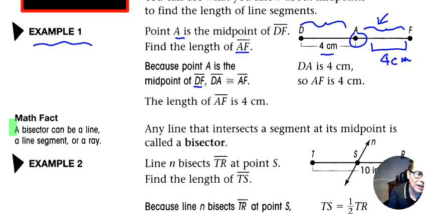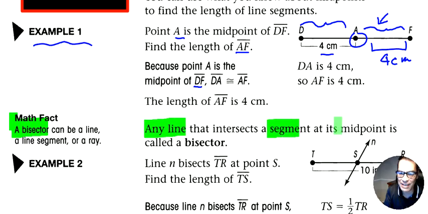Here's a little bit of vocabulary. This word is a bisector. You only need to know it just for our purposes here, but it's a fun word to know. A bisector can be a line, segment, or a ray. So we're going to find out what a bisector is. Any line that intersects a segment at its midpoint, right here, is called a bisector.